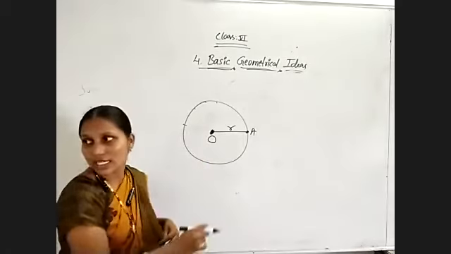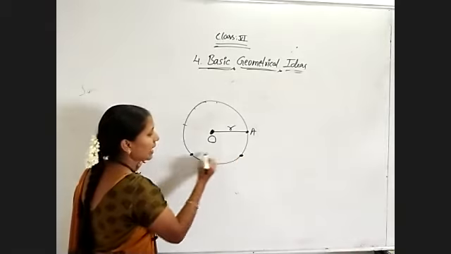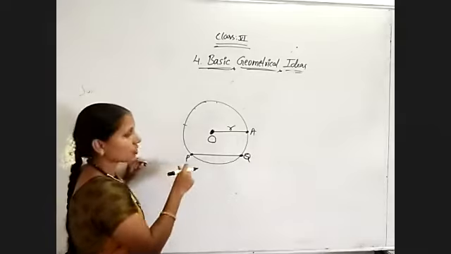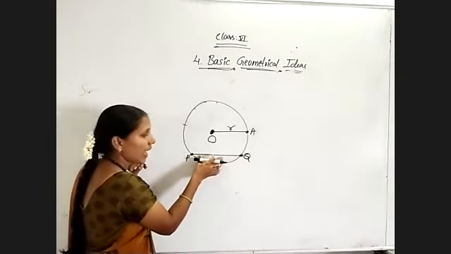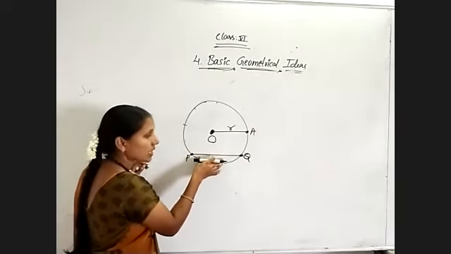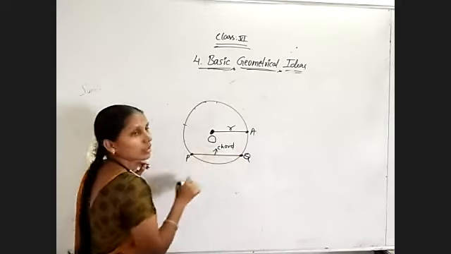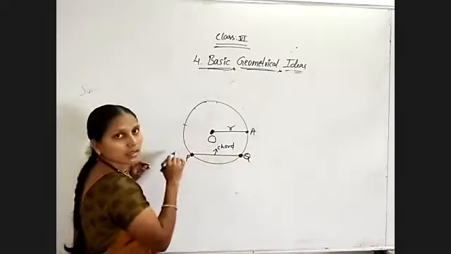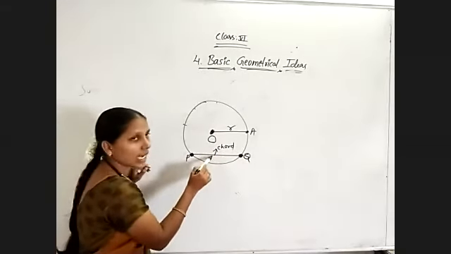The chord of the circle is nothing but, by joining 2 points on the circle, that is PQ, I am joining 2 points which are lying on the circle. So I am getting a line segment. So this line segment is referred to as a chord. A line segment which is joining 2 points on the circle is known as a chord.